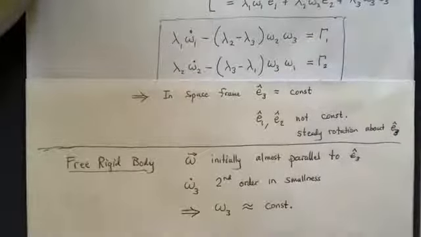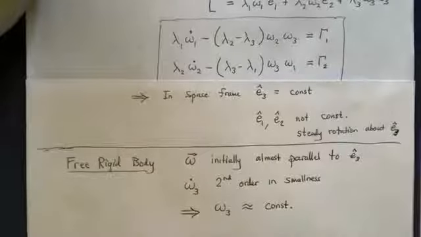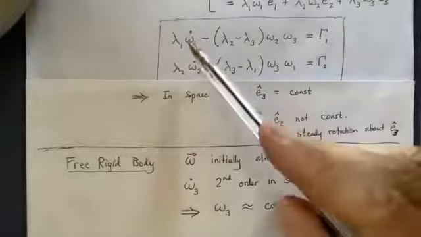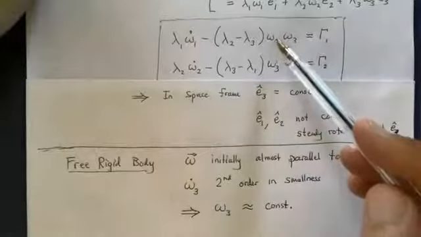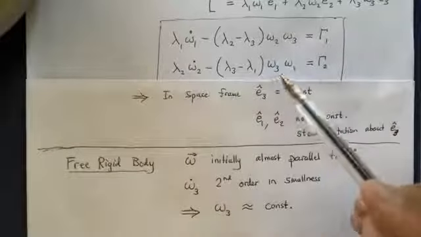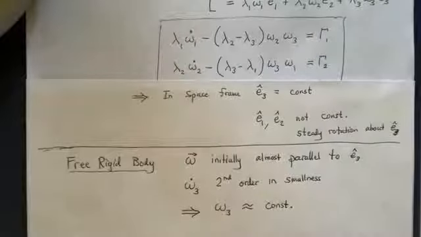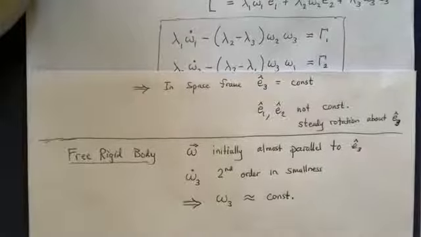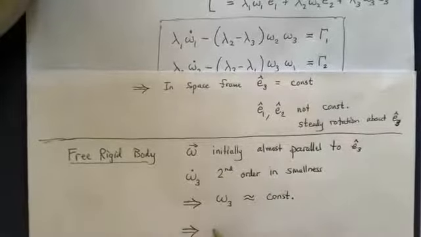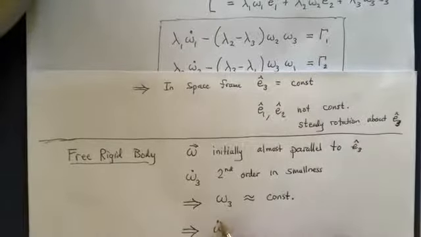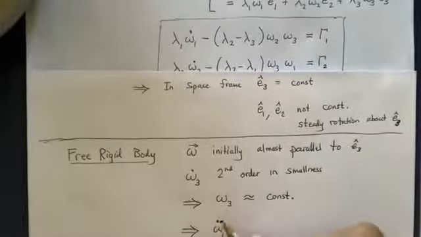Now, what would you do if you were faced with those 2 differential equations? Remember, omega 1 dot is a constant times omega 2. Omega 2 dot is a constant times omega 1. Well, you simply differentiate one of the equations and plug in. So you get a second order differential equation like so. Omega 1 double dot.